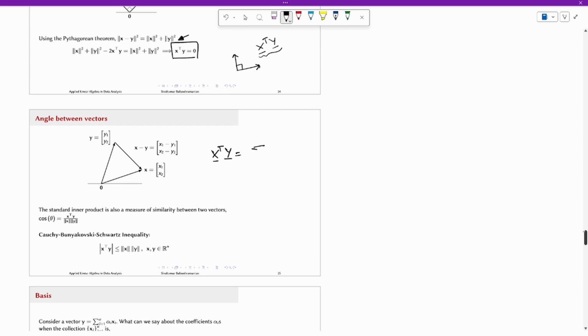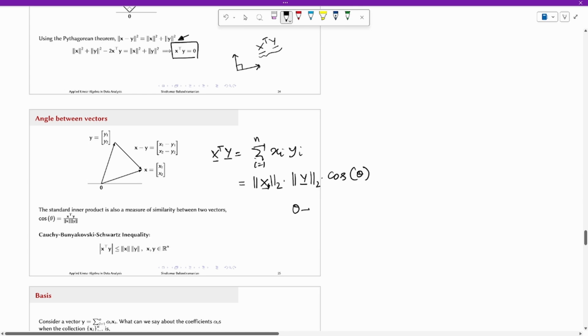We know this expression, the definition of the inner product, the sum of x_i y_i. There is another way to compute this, which is: you take the 2-norm of x, that's a scalar. You take the 2-norm of y, that's another scalar. Then multiply by cos theta, where theta is the angle between the vectors.